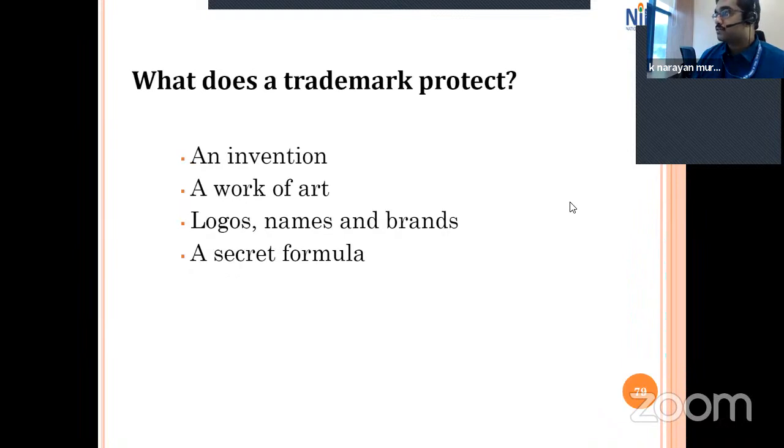What does a trademark protect? So trademark is like the M sign over there. So what is that M sign? That McDonald's sign. Yeah, logos, names and brands, yes. Varun, the right answer is logos, names and brands. Rishit Patel, yes. Om, yeah. The answer is logos, names and brands.